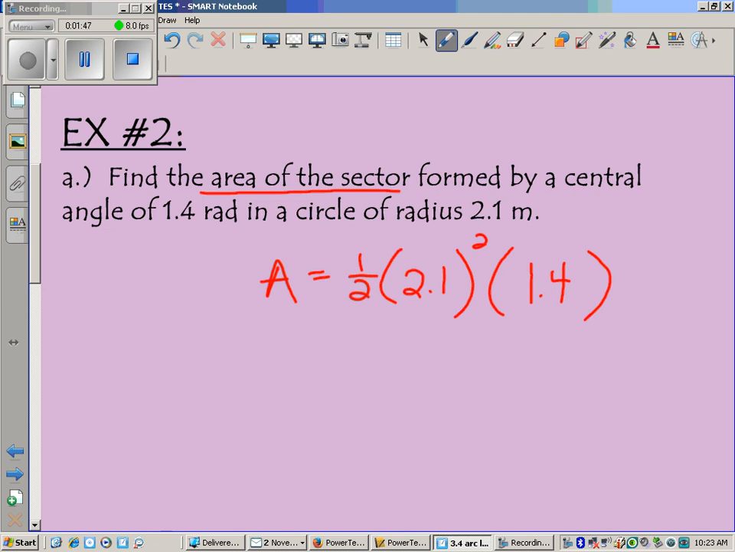I think in this it won't matter because you're just multiplying the numbers. 3.09 if we round it to two decimal places. 3.09 what? Meters squared. And so the area of my whole pizza slice would be 3.09 meters squared. Okay with that?